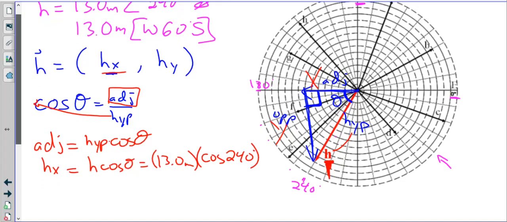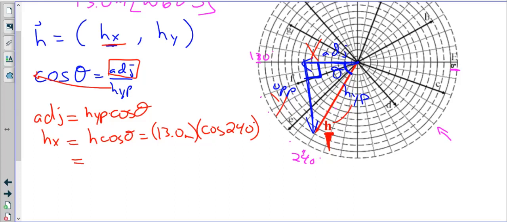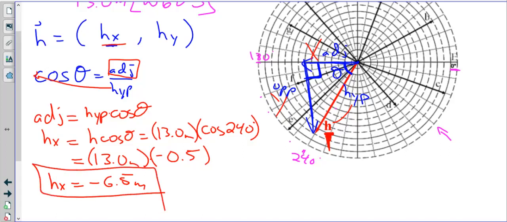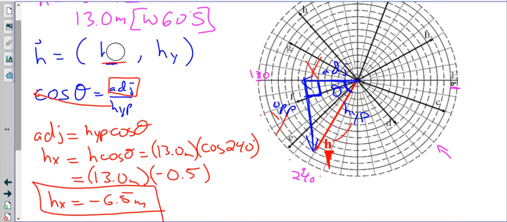So that's what I plug in my calculator. My calculator would probably spit out, I'll write this step down, 13.0 meters. Cos of 240 is probably negative 0.5, if I'm not mistaken. Whatever your calculator spits out, just use that whole value. In this case we've got a multiplication, so 13 times negative 0.5. My x value, my adjacent side, should be negative 6.5 meters. So that's my x value. Where I see hx, I'm going to replace that with negative 6.5 meters.